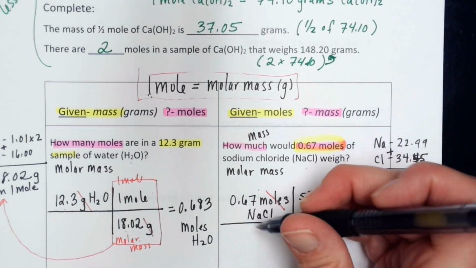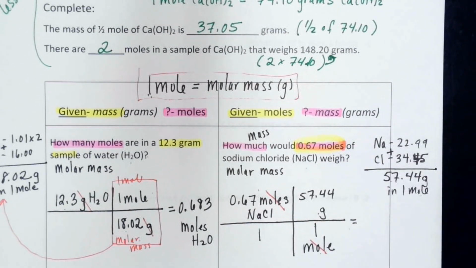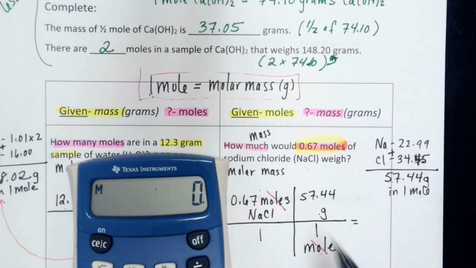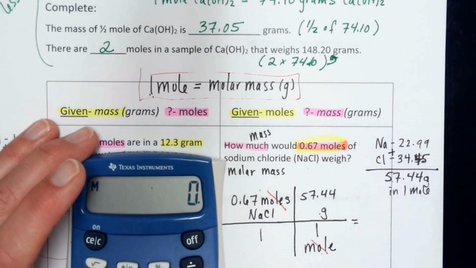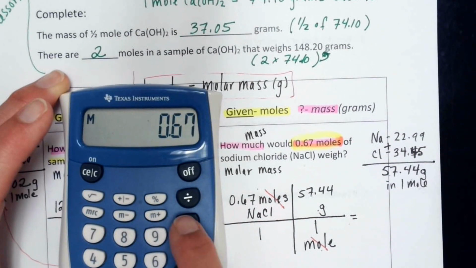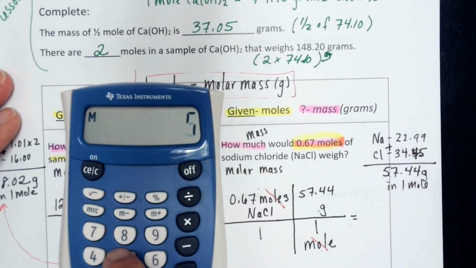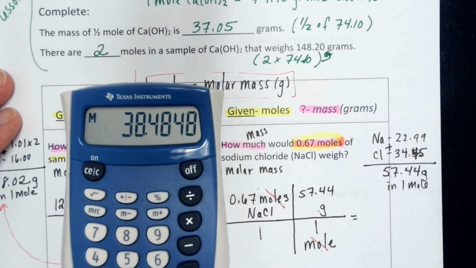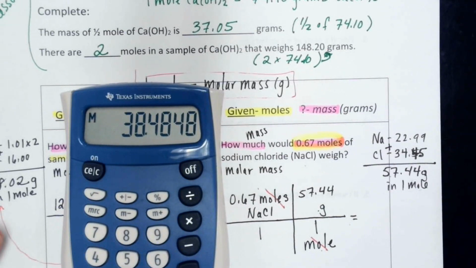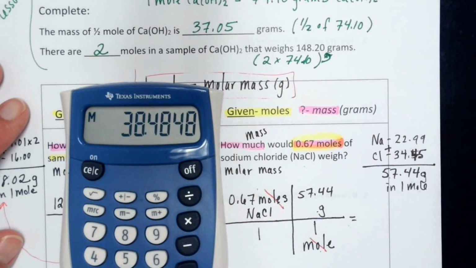And again, remember, if you want to put 1 there, it's the same thing, right? If I put a 1 here, it's the same thing. It's just a different version of filling it. All right, so now I'm going to multiply across the top 0.67 times 57.44 is 38.484. I'm realizing I made a mistake on here, and I knew it when I did it.